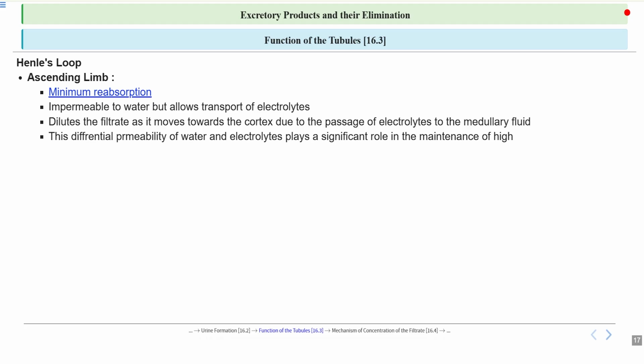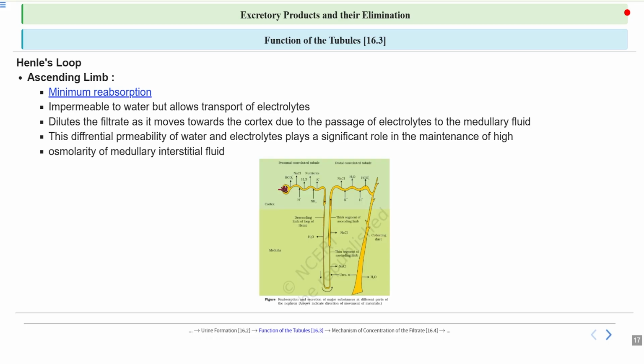So it helps maintain a high concentration of solutes in the medullary interstitial fluid, which is essential for the kidney's ability to concentrate urine later on. So the osmolarity of the medullary interstitial fluid stays high. This high osmolarity is what allows the kidney to reabsorb water efficiently in other parts of the nephron, especially when your body needs to conserve water. So that wraps up our discussion on the ascending limb of Henle's loop. Remember its unique properties which are essential for the kidney's function.